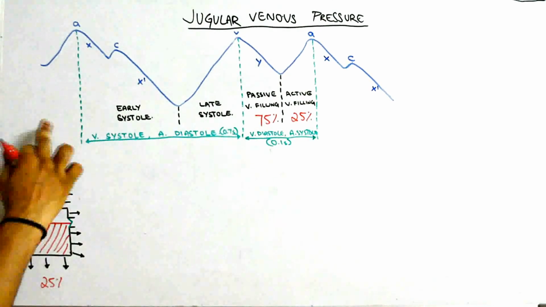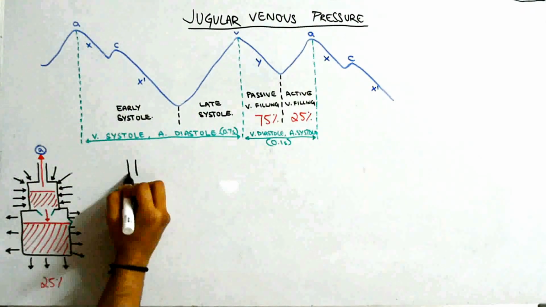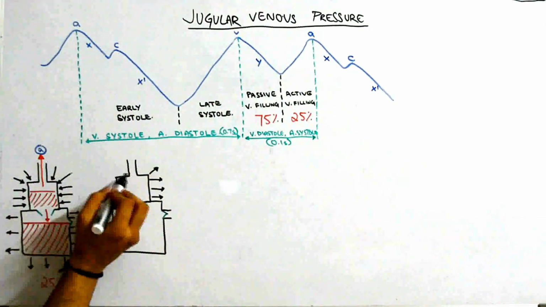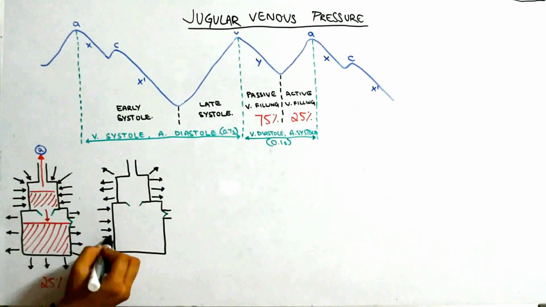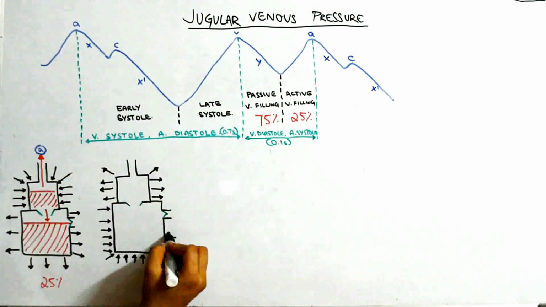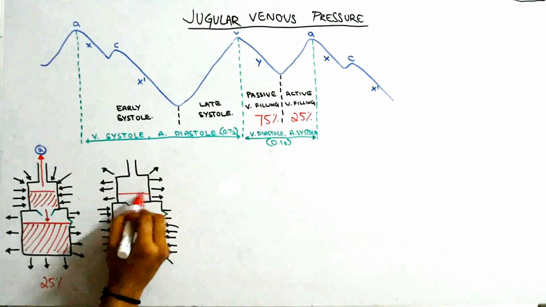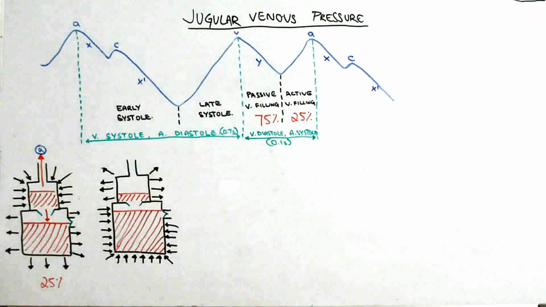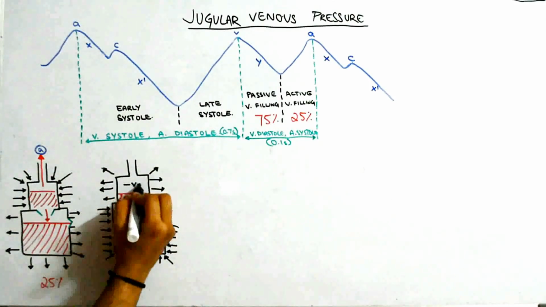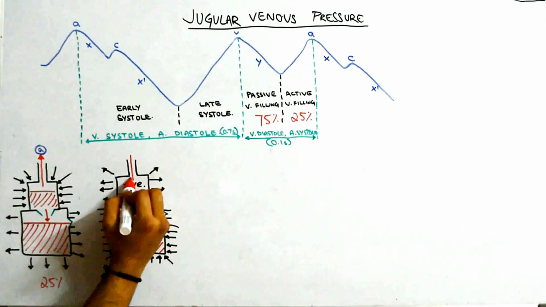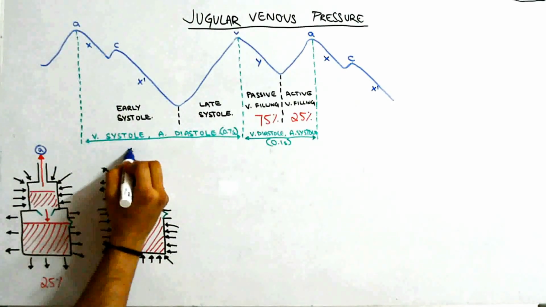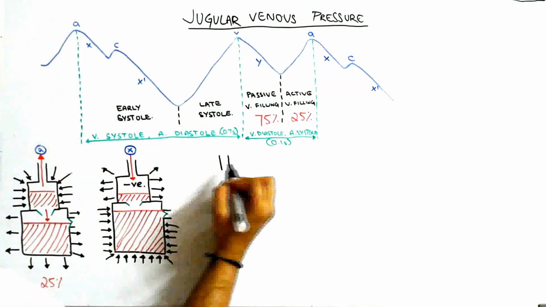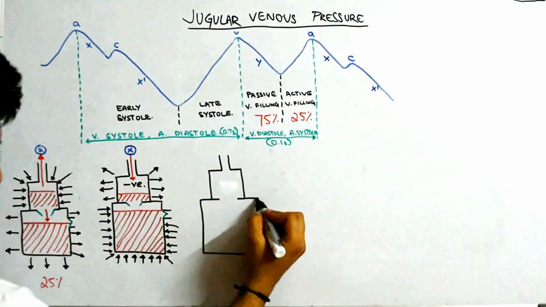So the wave that follows the A wave is the X descent. This occurs at the beginning of ventricular systole and atrial diastole. At this point of time, the atria are actively relaxing, whereas the ventricles have started to contract. When the atrium is actively relaxing, it results in a negative pressure building up within the chamber. This sucks in blood from the internal jugular vein, leading to a fall in the blood column, which presents as the X descent.